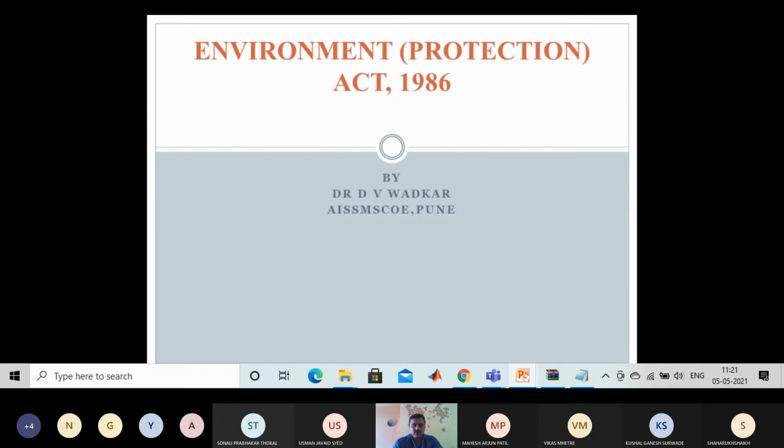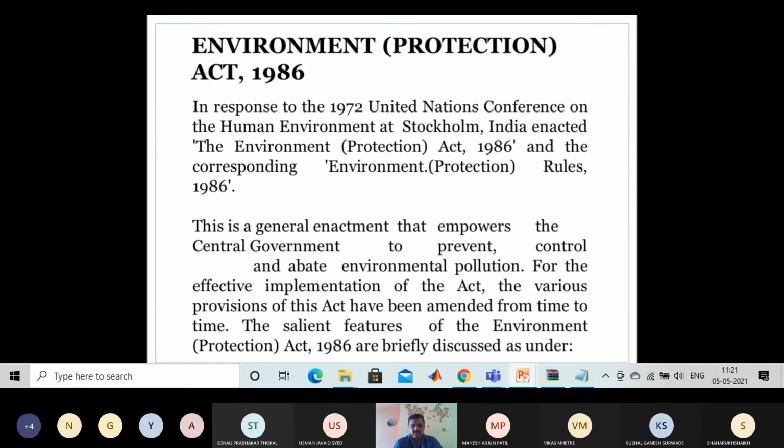Now, in the previous lecture we discussed the Air Pollution Act. Today we go for the Environmental Pollution Act. What are the provisions under the Environmental Act, and in what circumstances is this Act going to be implemented in India, that we see one by one, as well as what are the duties of the central government, and what penalties apply if the Act is broken by someone. So all those parameters, all those sections, we are supposed to study in this Environmental Protection Act 1986.